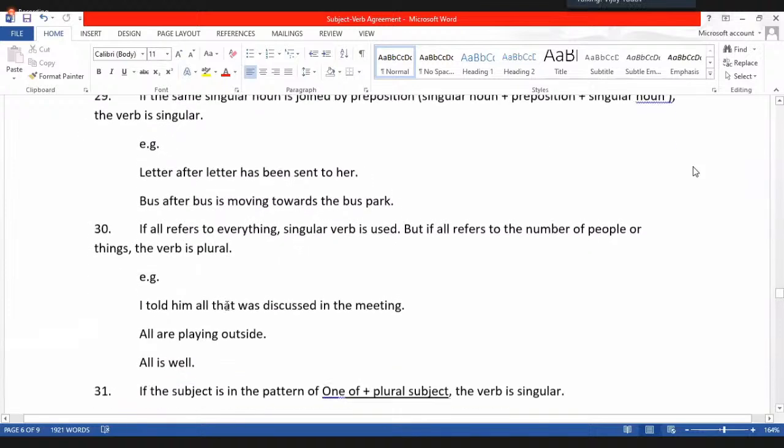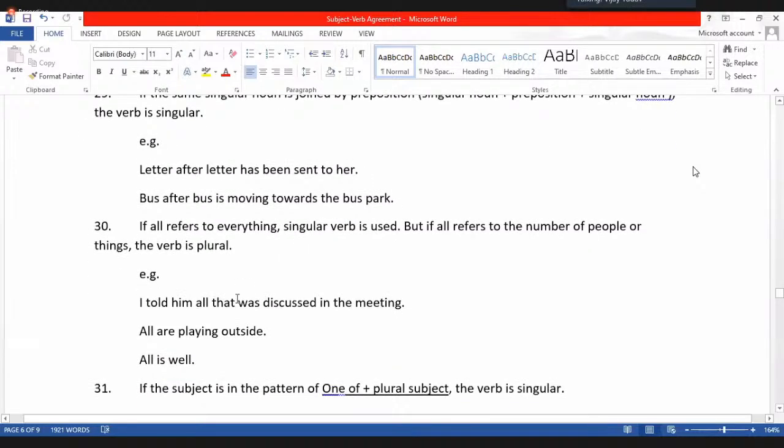Another, see, number 30, all. A-L-L, all. If the word all indicates people, we use plural verb. If all indicates thing, we use singular verb. So here, I told him all. If all indicates everything, we use singular verb.